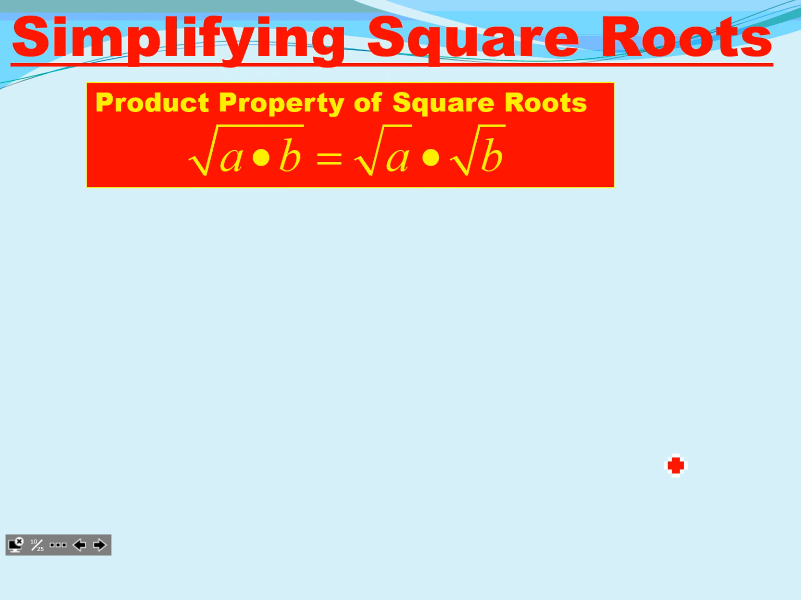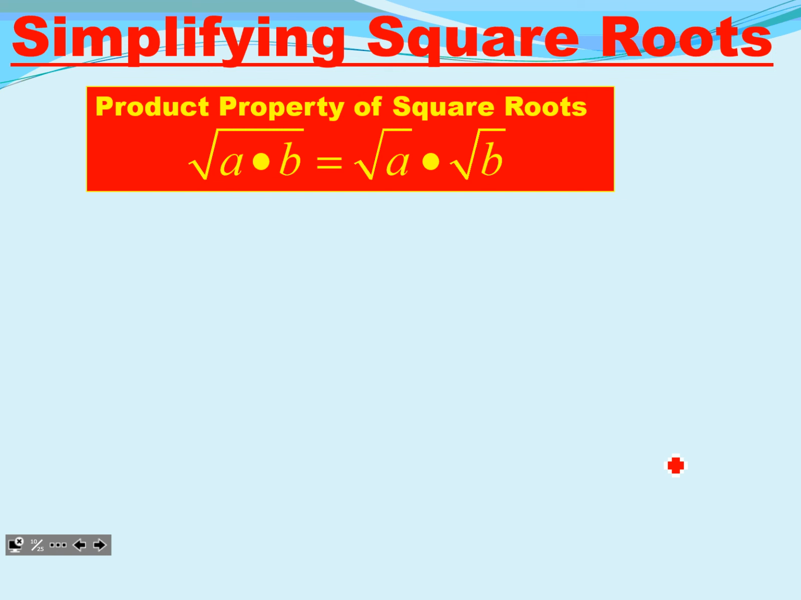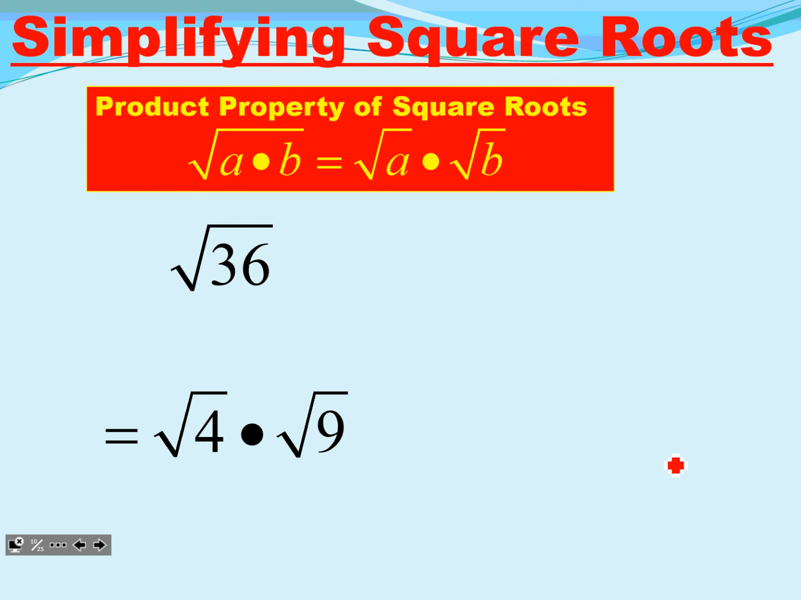So, one of the things you guys should recall is this basic property right here. Whenever you have a square root with multiplication inside, you can separate the two roots. Now, this is just an example, root 36. Root 36 basically equals root 4 times root 9, which eventually equals just 2 times 3, which equals 6. Again, you don't need to do that if you already know what the square root of 36 is.